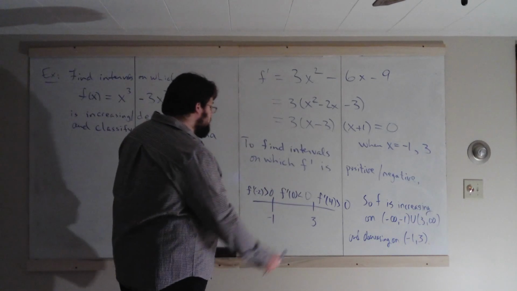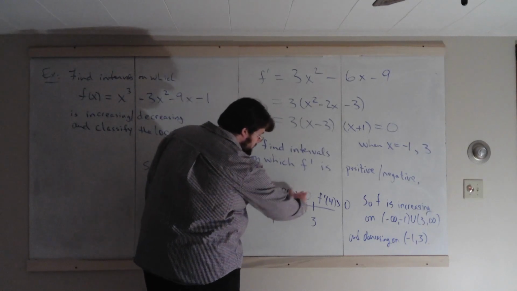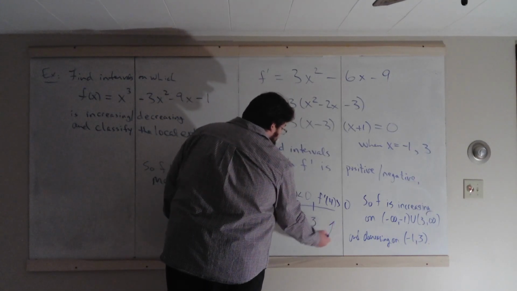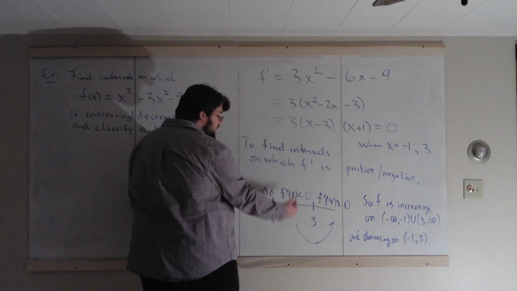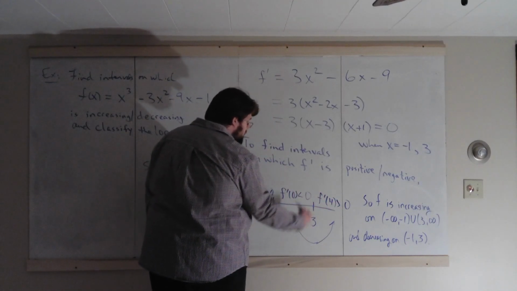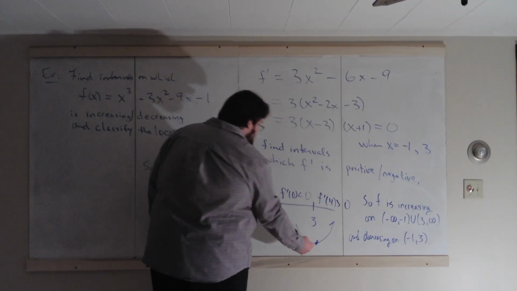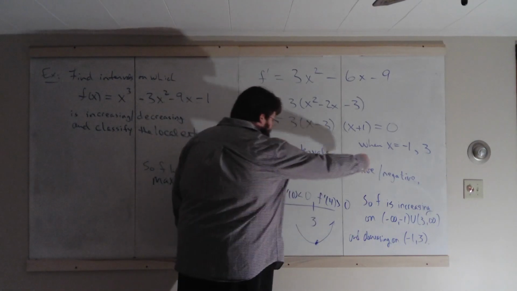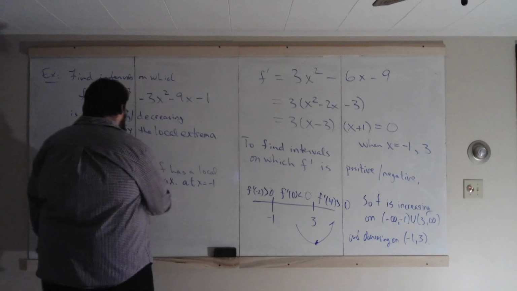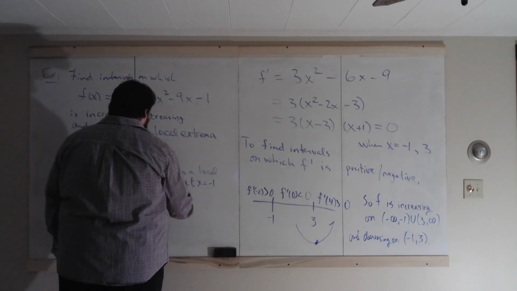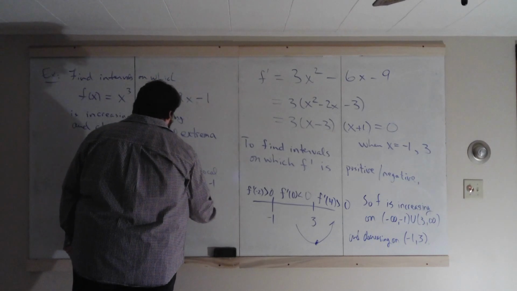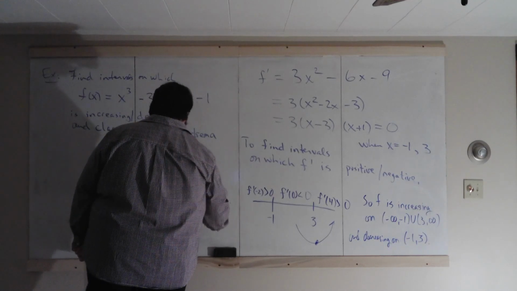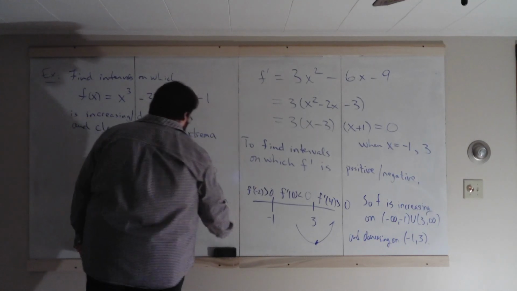And similarly, over here at 3, the function is decreasing until it gets to 3, and then it starts to increase, because the derivative is negative before 3 and positive afterwards. So the function is decreasing until it gets to 3, and then it's increasing. So f has a local minimum at x equals 3.